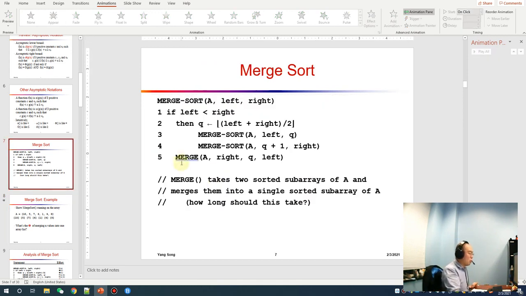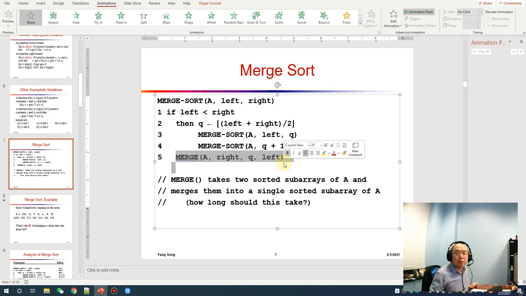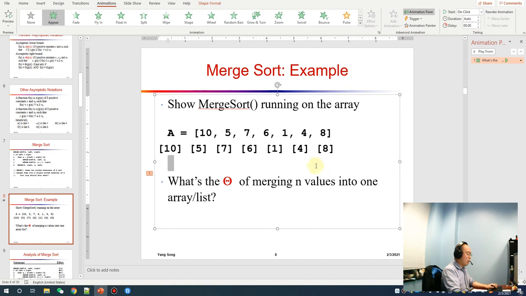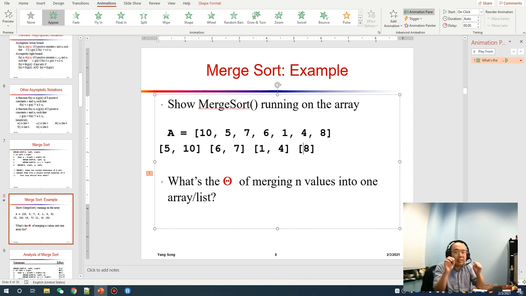And what's the next step? Remember, we want to do this part. We want to do the merge. We are combining the sorted sublists together into one. So we are going to combine those two. So 10 and 5, if we combine them, it will be like this, right? 10 and 5. And then 7 and 6, they combine together will be 7. Oops, my bad. It should be 5, 10 instead of 10, 5. And 6, 7. Okay, and then 1, 4, that is 1, 4, and then 8 will be itself. Okay, this is one step of the merging.